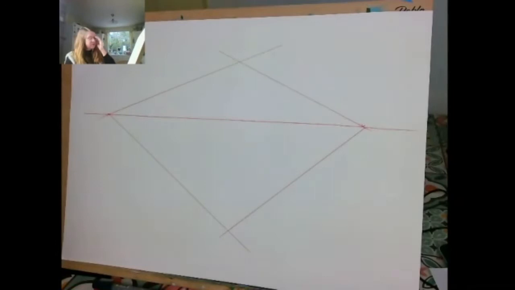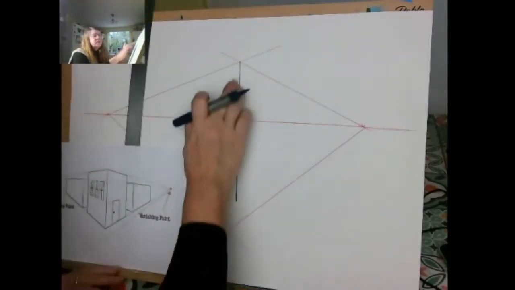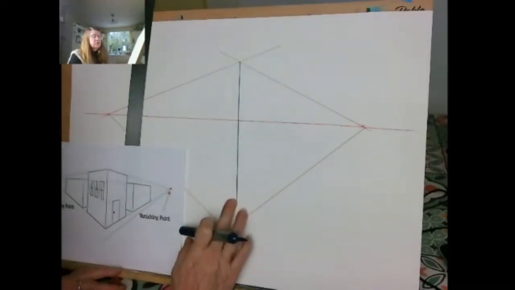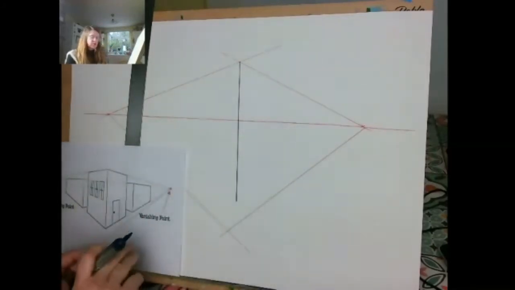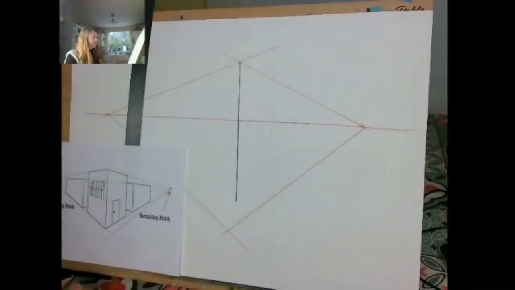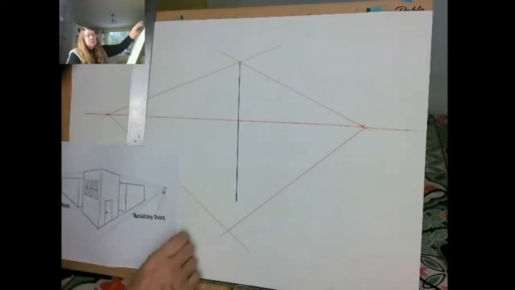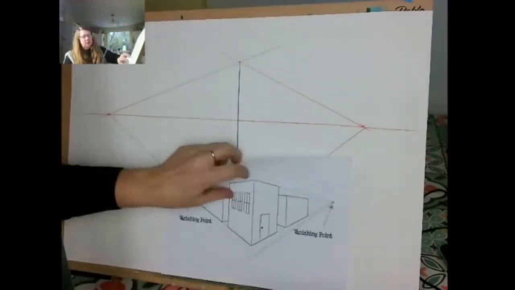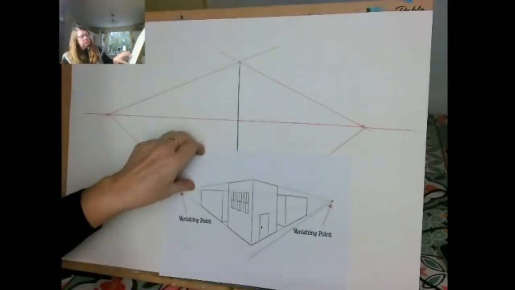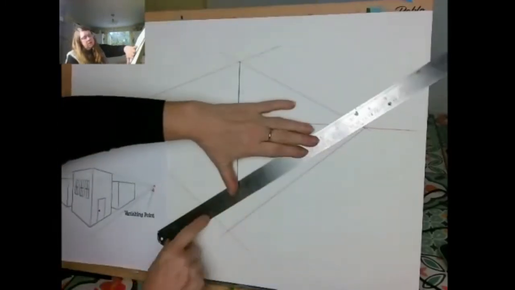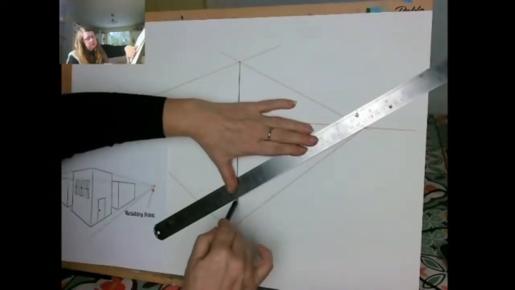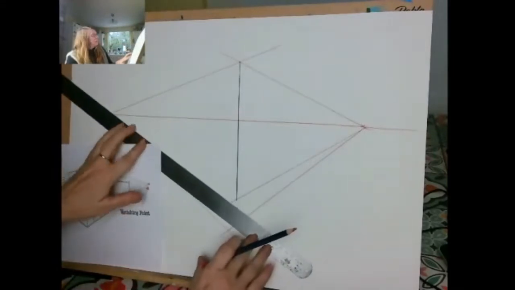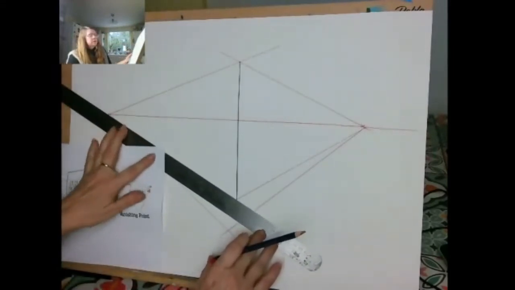Okay, so now we'll start thinking about constructing buildings. So this is the corner of the building that you're trying to draw. And the verticals are generally constant. So what I'm going to do now is correct this. So that's the corner of this building here. And then I'm going to use my red, going to the vanishing point and the corner of the building, and the vanishing point to the corner of the building over here.